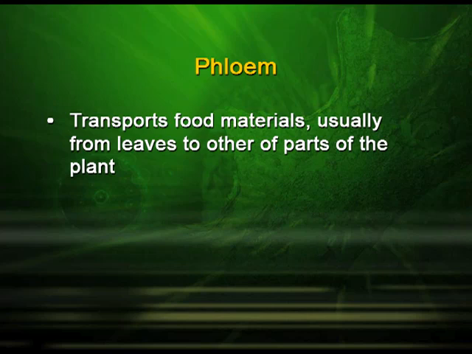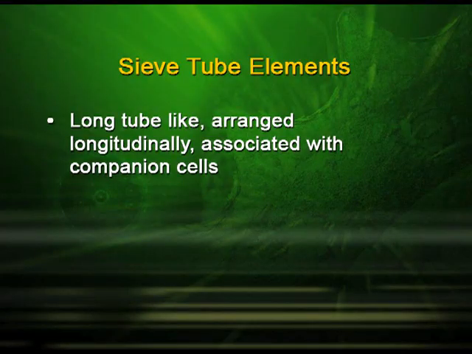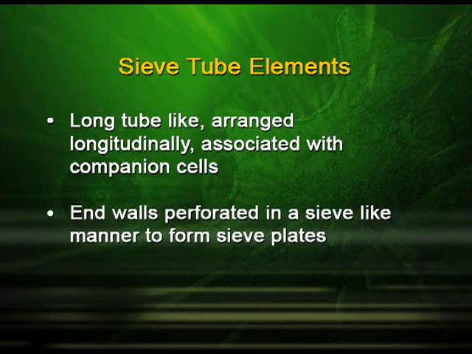Phloem is known as the food conducting tissue. It transports food materials usually from leaves to other parts of the plant. Its constituents are sieve tube elements, companion cells, phloem parenchyma and phloem fiber. Sieve tube elements. They are long tube-like cells arranged longitudinally and associated with companion cells. Their end walls are perforated in a sieve-like manner to form sieve plates.